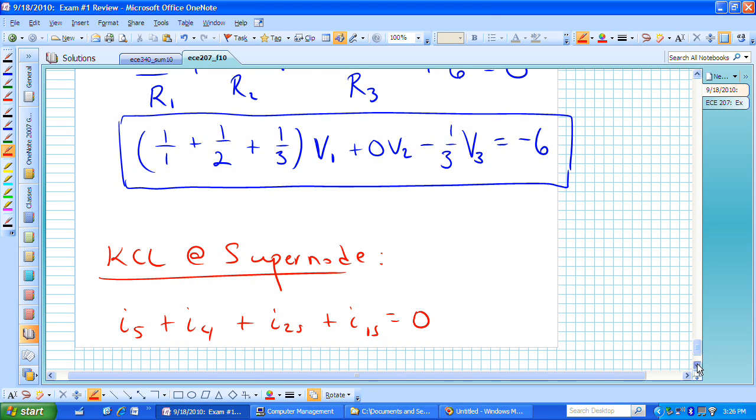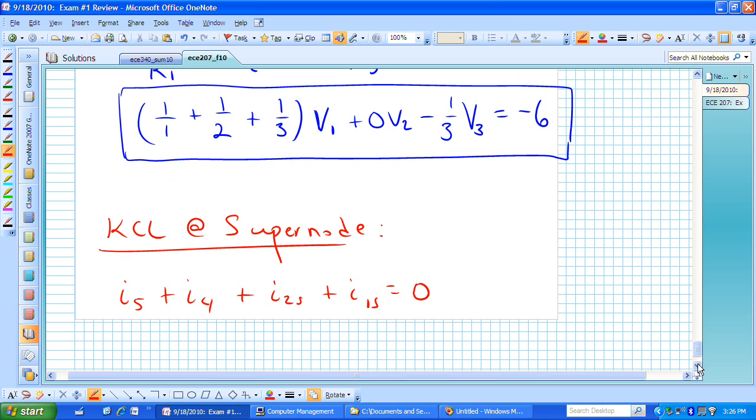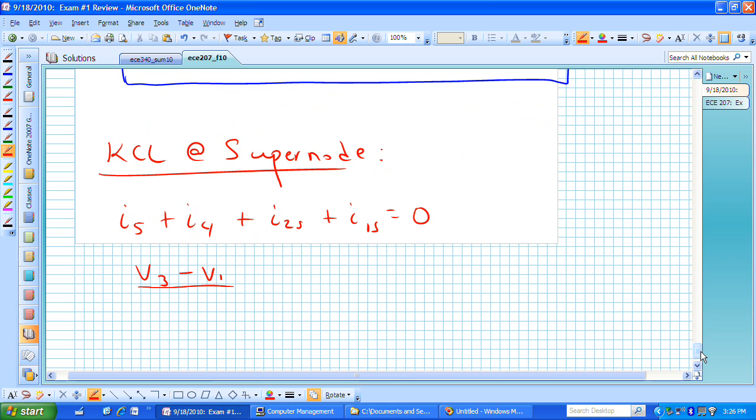equal to 0. To find those, I sub 5 is just the current going from right to left through R sub 3. That's V sub 3 minus V sub 1 over R sub 3. I sub 4 was the current going down through resistor R sub 4. That's V sub 2 divided by R sub 4. Then we have I sub 2 source, or I sub 2s, leaving, that was 2. And then we have I sub 1s, which the way I had defined it is in the opposite direction of the 6 amp source, so that's now minus 6 equaling 0.